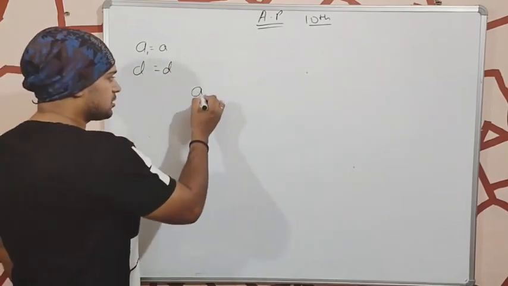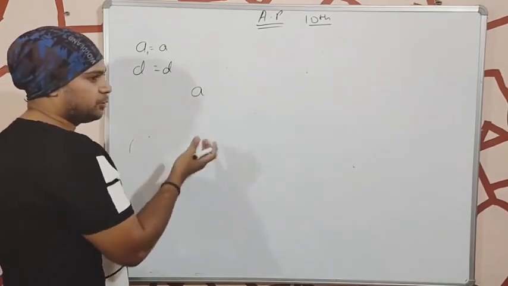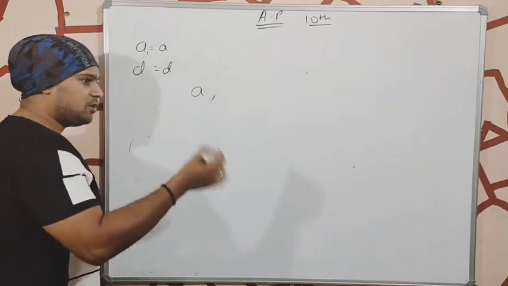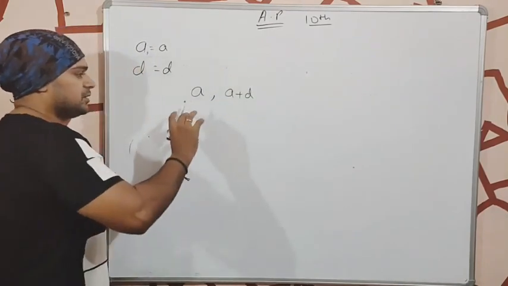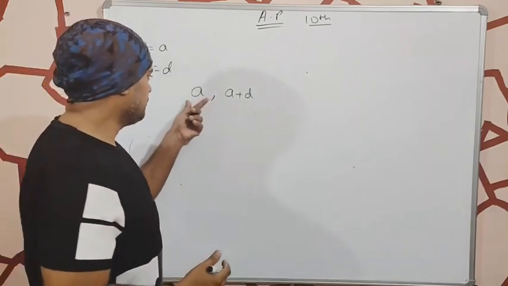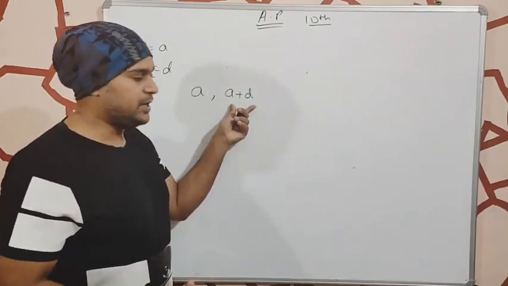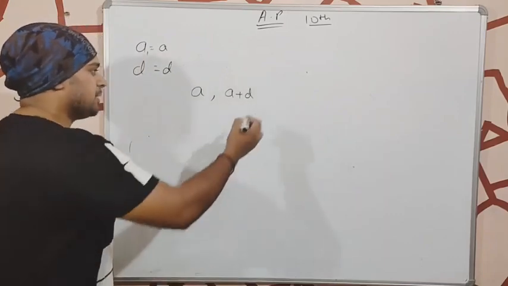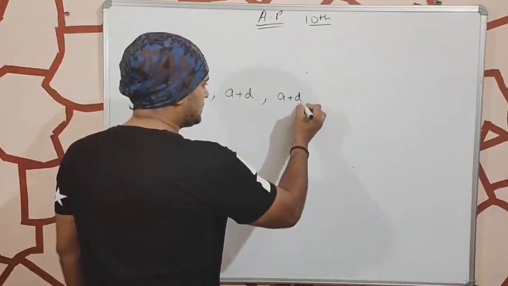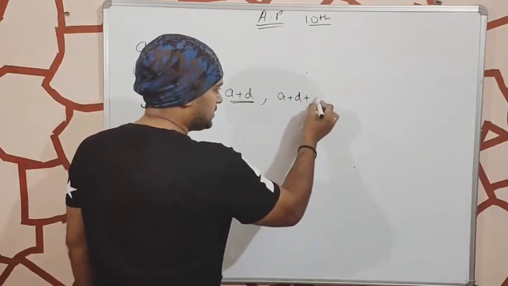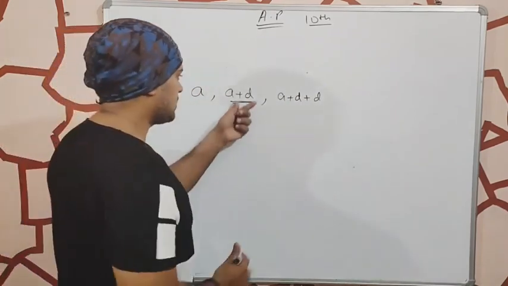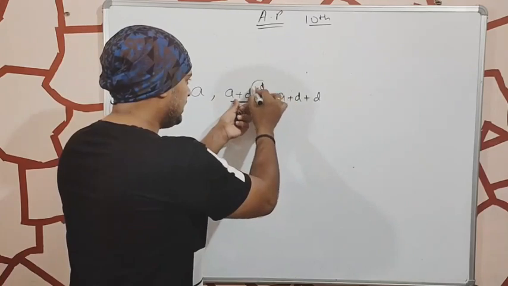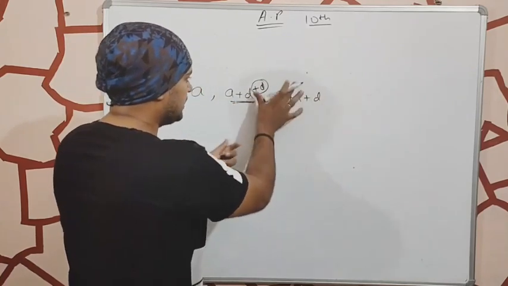So what will be the first term of the arithmetic progression? Obviously a, I told you that just now. The second term of the arithmetic progression will be a plus d. Obviously the common difference is d, so the first term is a, then the second term will be a plus d, right? Why do we have to add d to the given term? So that we can get the next term.